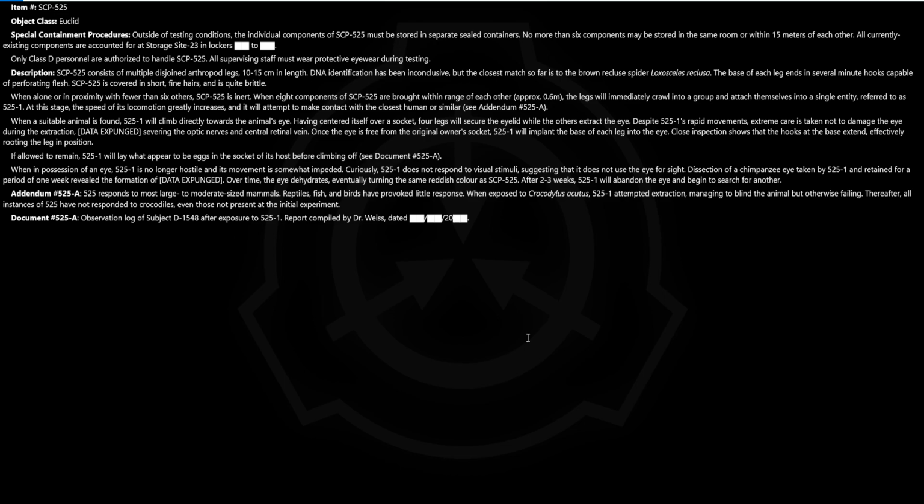Addendum 525-A. 525 responds to most large to moderate-sized animals. Reptiles, fish, and birds have provoked little response. When exposed to Crocodilus acutus, 525-1 attempted extraction, managing to blind the animal but otherwise failing. Thereafter, all instances of 525 have not responded to crocodiles, even those not present at the initial experiment.